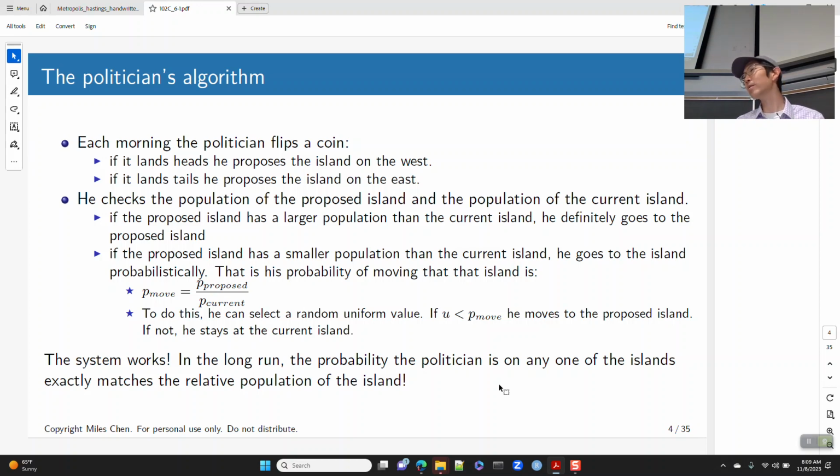And this system works. In the long run, the probability that the politician is on any one of the islands exactly matches the relative population of the island. We'll look at this a little bit mathematically later. But yeah, it works out.